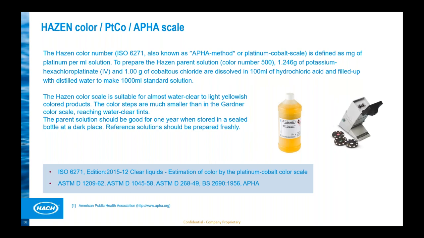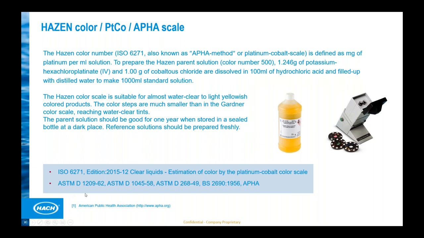6271. And the original definition was a platinum cobalt standard, which is shown here. The original standard solution has a color number of 500. And from this standard solution, dilutions were made in each region down to steps of one, or sometimes such a comparator was used.